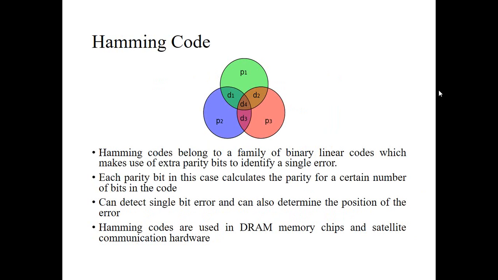Let us now look at the Hamming code slide. This code makes use of extra parity bits to detect an error. The diagram in this slide represents a (7,4) Hamming code where there are 4 data bits represented by the letter D and 3 parity bits represented by the letter P. The parity here is calculated for a certain number of bits in the code. It can detect and correct single bit errors, and it finds its application in dynamic RAM.